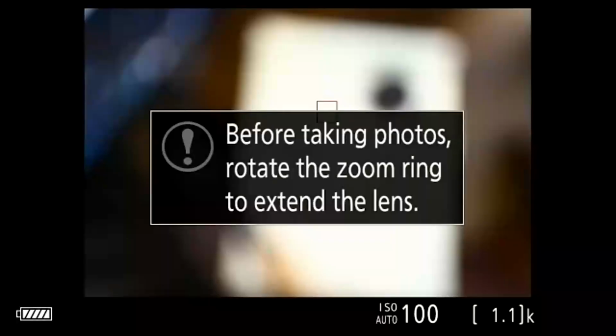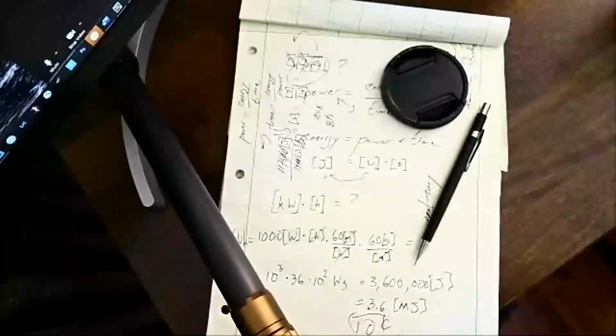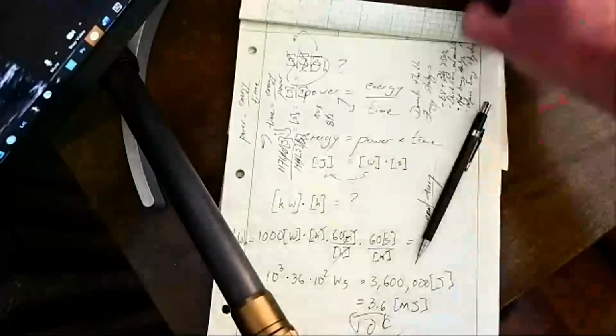There we go. All right, that doesn't look good. All right, and let's put on video mode so you guys can actually see some things. Let's get it in focus. Okay, that was from the other day.